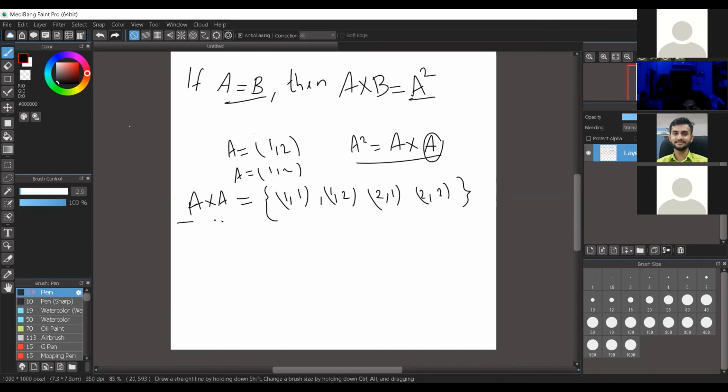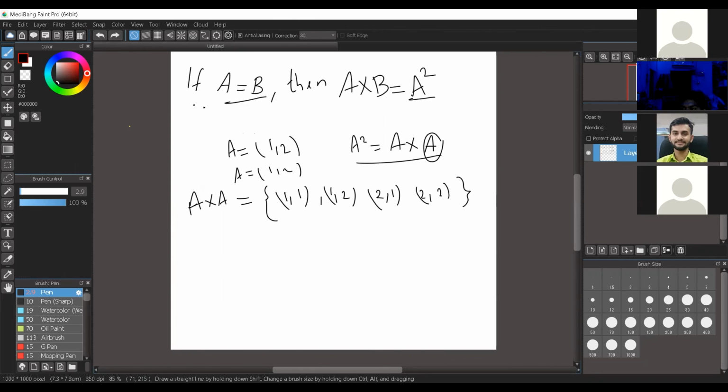Okay. Now I want to ask, if we have two elements here, if A is equal to B, then A cross B is equal to A square? Okay, I understand. Okay, thank you. Please repeat this part again, if possible.